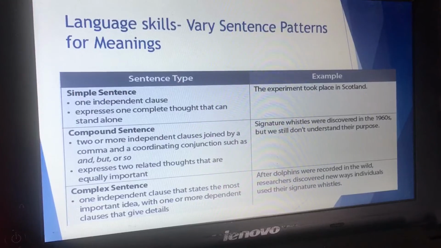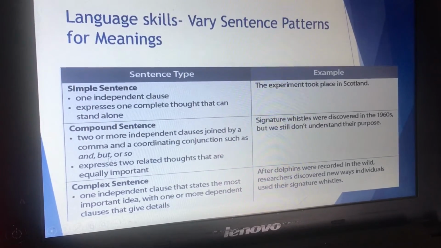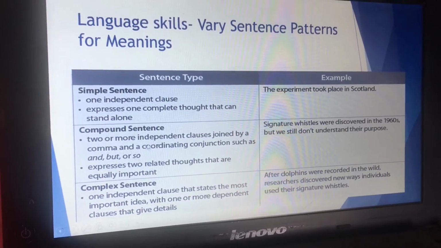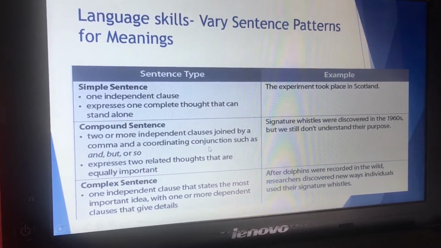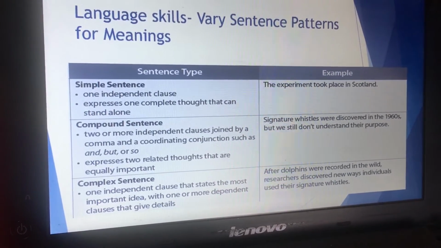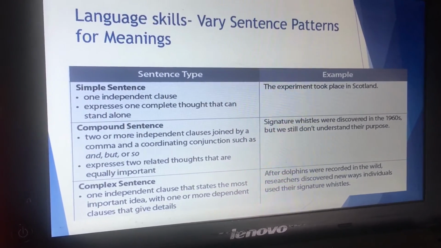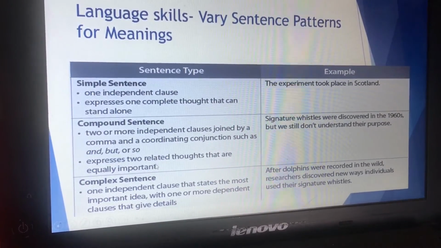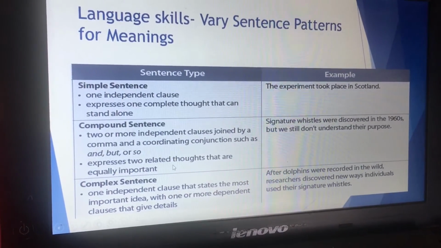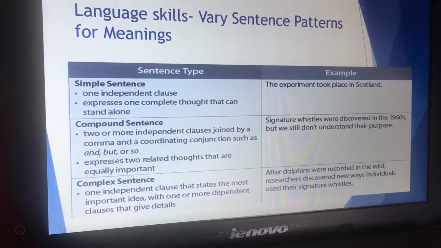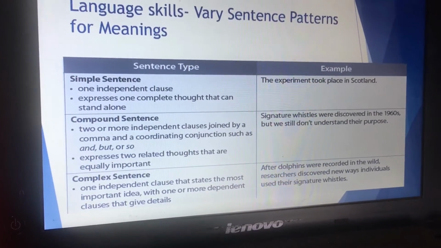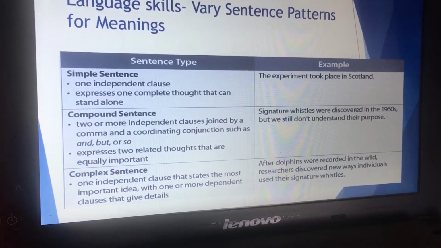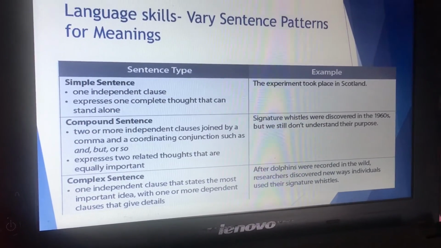Now all of the examples over here in this table are taken from the book, specifically from the Bottlenose Dolphins text. Now the compound sentence contains two or more independent clauses joined by a comma and a coordinating conjunction. You know them before, the FANBOYS conjunctions, which are and, but, so, yet, or, and so on. It expresses two related thoughts that are equally important. The last part, that is complex sentence, is one independent clause that states the most important idea with one or more dependent clauses that give details.